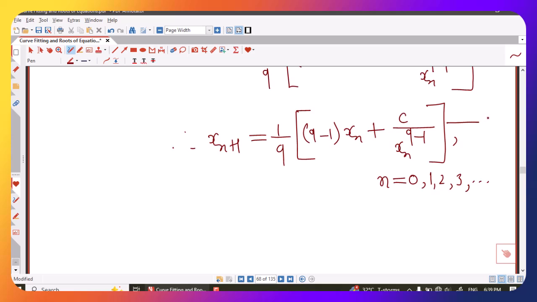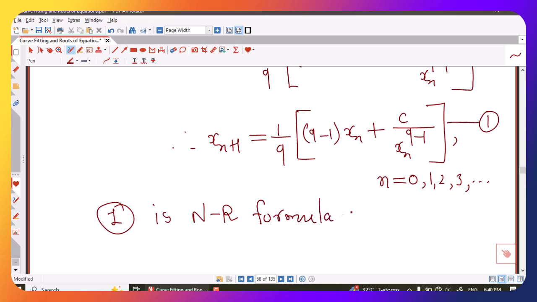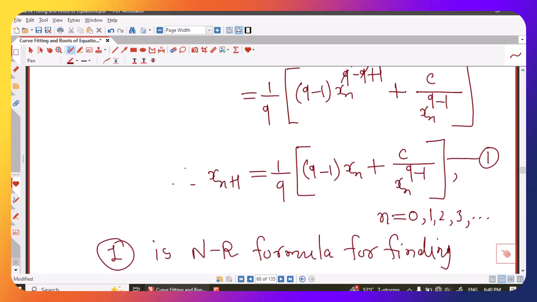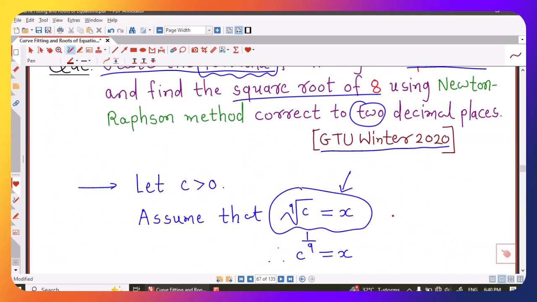We can give this number 1. So we can write that this number 1 is the Newton-Raphson formula for finding the qth root of a positive number c. C is a positive number. So this is the answer to the first part.